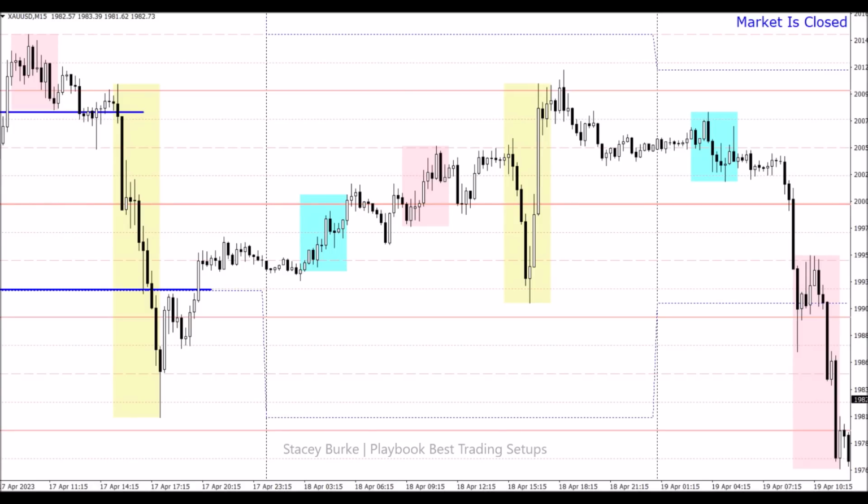We had Canadian CPI on Tuesday morning, U.S. time, New York time, 8:30 a.m. So no other major red news on the calendar, and a best opportunity set up on gold again.